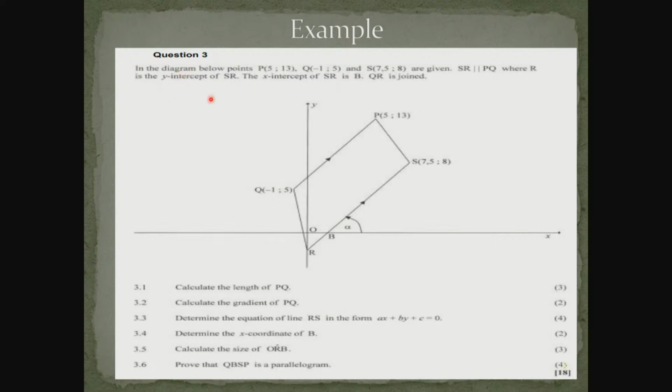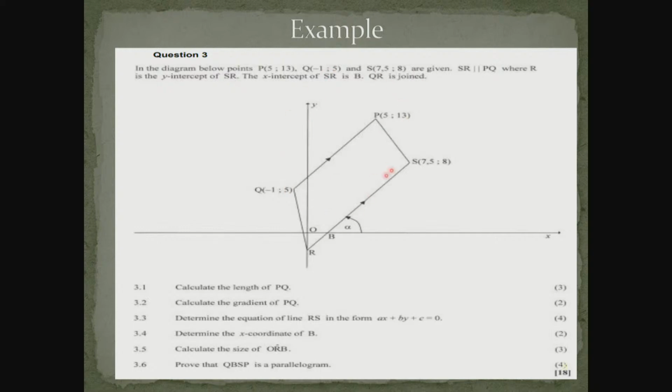What is the y-intercept? Grade 12, this is very important. Y-intercept, make note next to it. For the y-intercept, I must let x be 0. Very, very important. For the y-intercept, x must be 0. And the x-intercept of SR is B. So here, for you to determine the coordinates of B, you must make y be 0. Write it down, because that's what we are doing when we are dealing with functions. When I talk about the x-intercept, y must be 0. When I talk about the y-intercept, x must be 0. Please look at that. And then QR is joined.